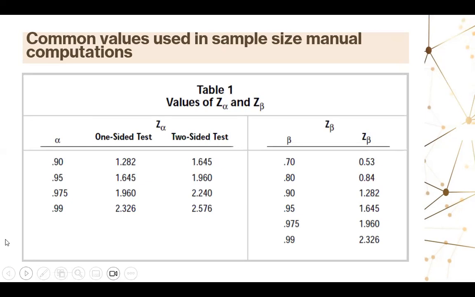I'll end with these common values that are used in sample size manual computation, so you don't have to square everything again and again. So these are the usual values of alpha and beta. Alpha for one-sided and two-sided, and then for the coefficients, they're shown here. So you can use these values when you want to practice doing manual computations.